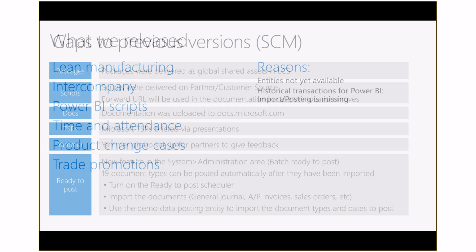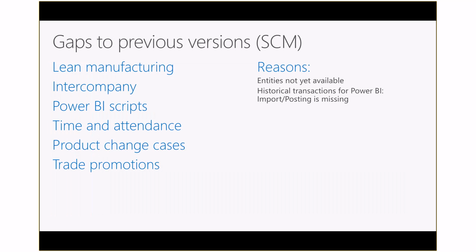So there are still some things missing from the supply chain area. There's stuff missing from the financials too, but here are some key things in the supply chain area. We don't have lean manufacturing yet. We don't have supply chain intercompany. The Power BI is not populated yet. We've got some of it, but not all of it. Time and attendance needs to be added. Some project change cases are not there, and some trade promotions. We had some entities we needed to create.